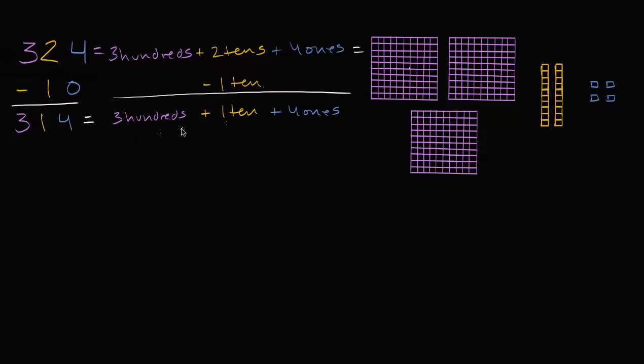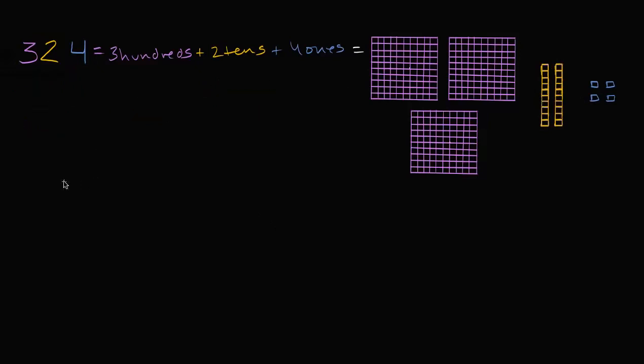3 hundreds plus 1 ten plus 4 ones. And if you look at it over here, what did we do? We had 324, and then we take away one of the tens. So we took away one of the tens, and we are left with 300, 1 ten, and 4 ones, or 314. That was interesting. Now let's subtract 100 from 324 instead of a 10.